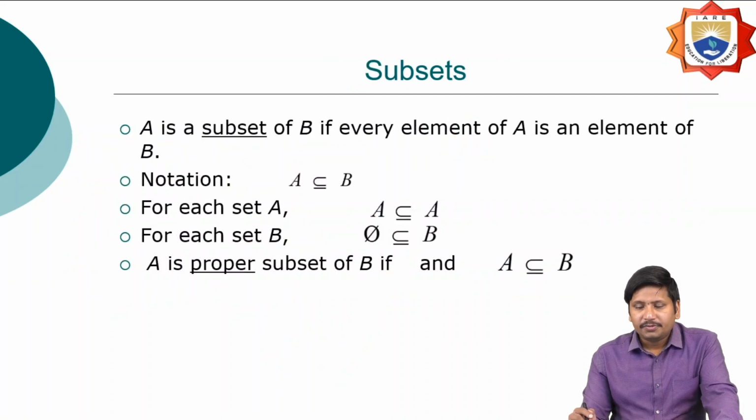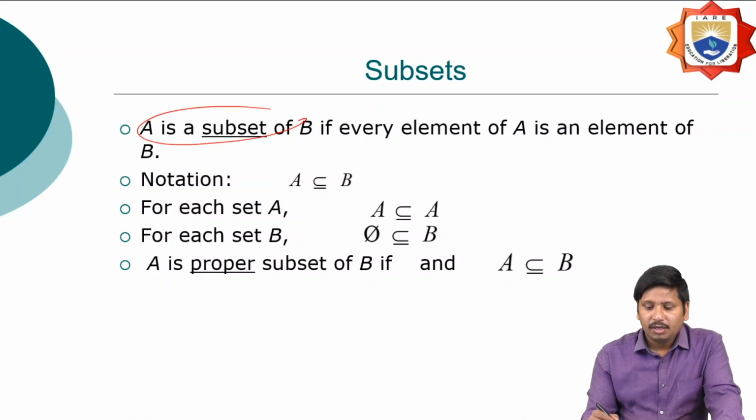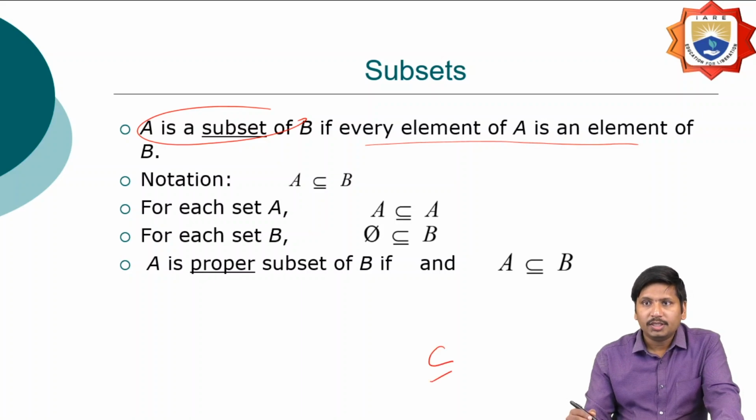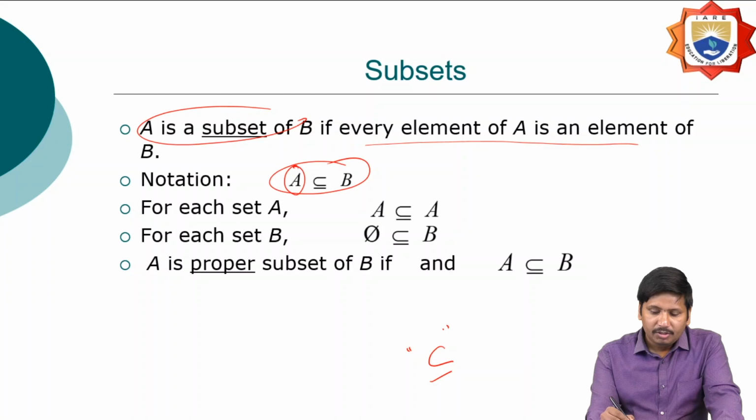Another kind of set is called a subset. A is a subset of B if every element of A is an element of B. Then I can say that A is a subset of B. How can we denote that? We denote it with this symbol. The notation is A subset of B. That means the elements of A should also be present in B.